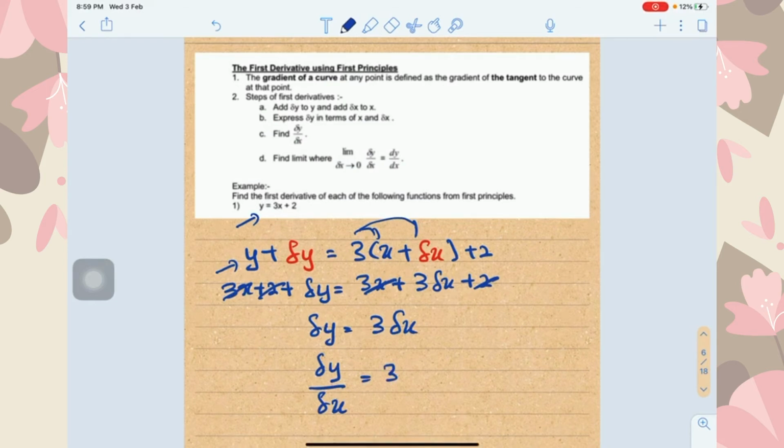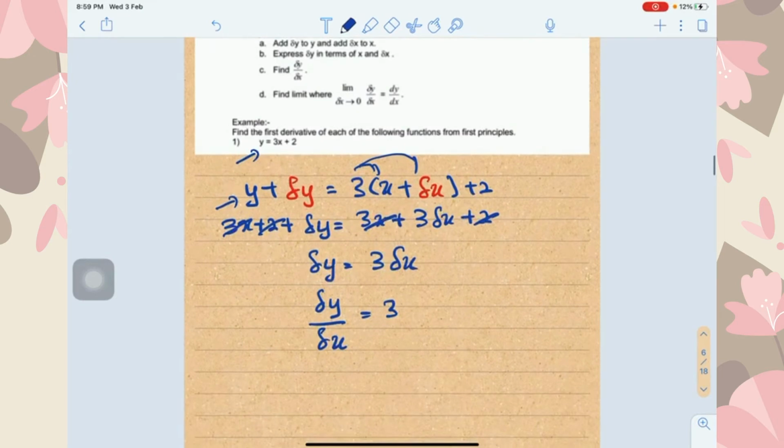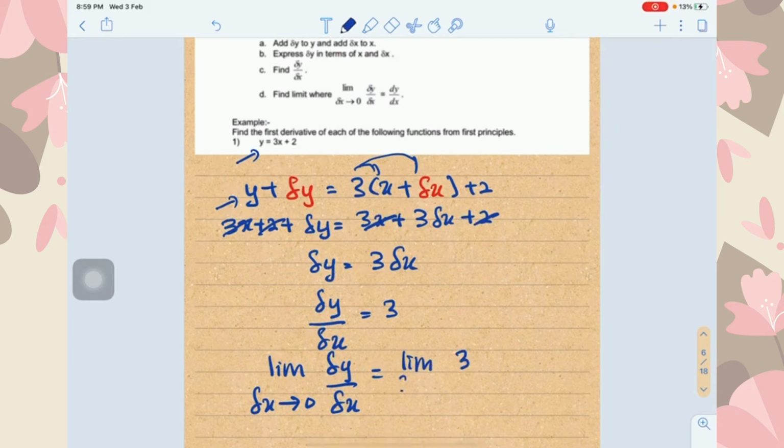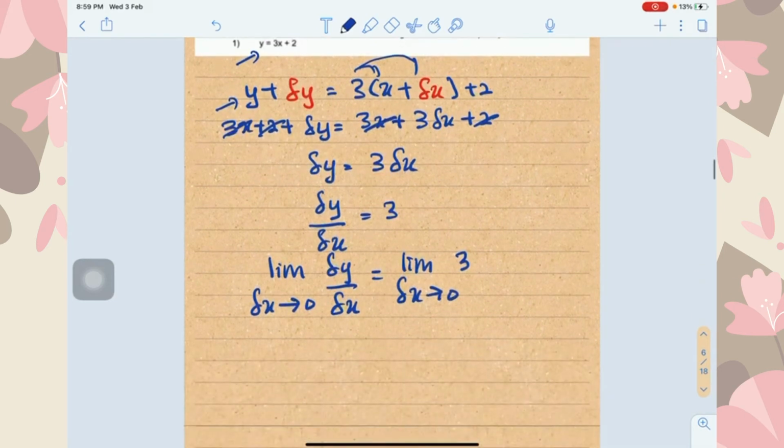Just now we learned that the limit of delta y over delta x when delta x approaches 0 is dy/dx. So we find the limit on both sides: the limit of 3 when delta x approaches 0. The limit of delta y over delta x when delta x approaches 0 is dy/dx. So dy/dx equals 3.